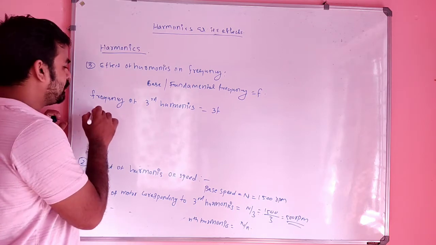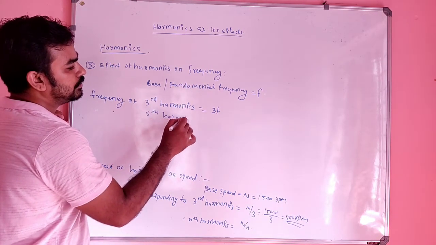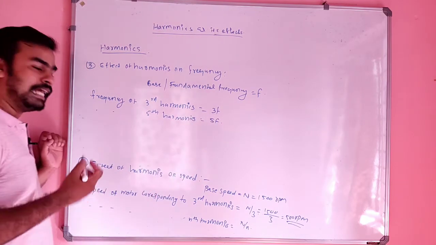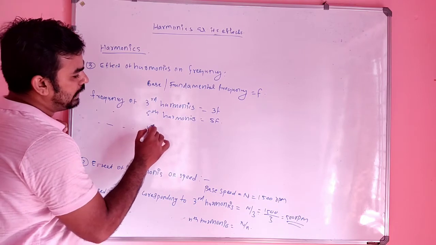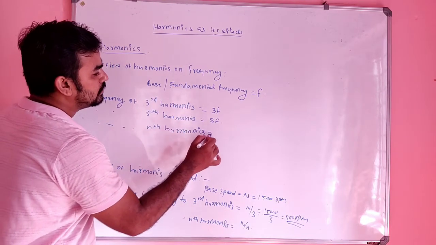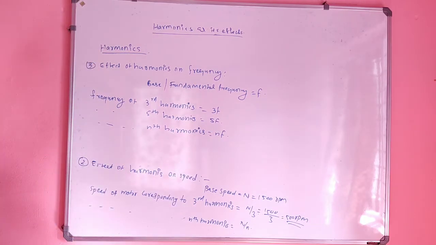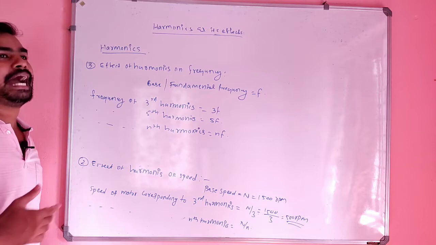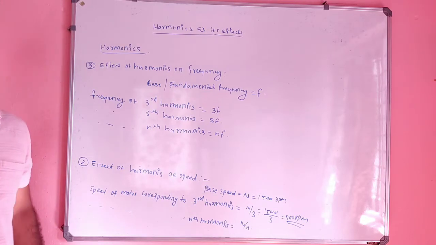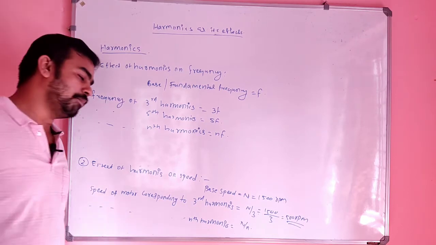Clear? The frequency of the fifth harmonic will be 5f. That means the frequency of the nth harmonic, in general, will be n into f. Very important. You have to multiply the fundamental frequency that many times in order to get the frequency corresponding to a particular harmonic.